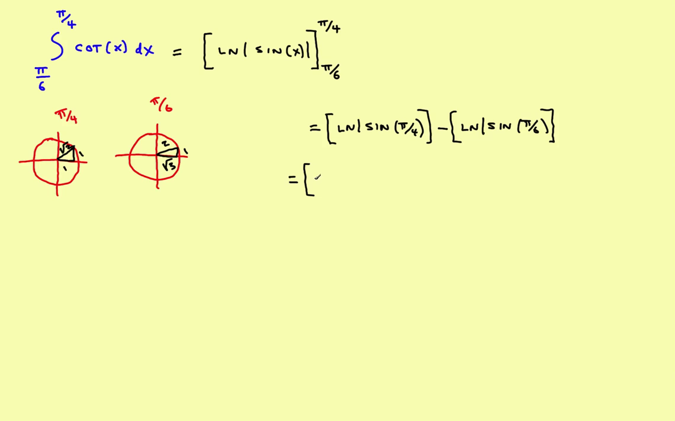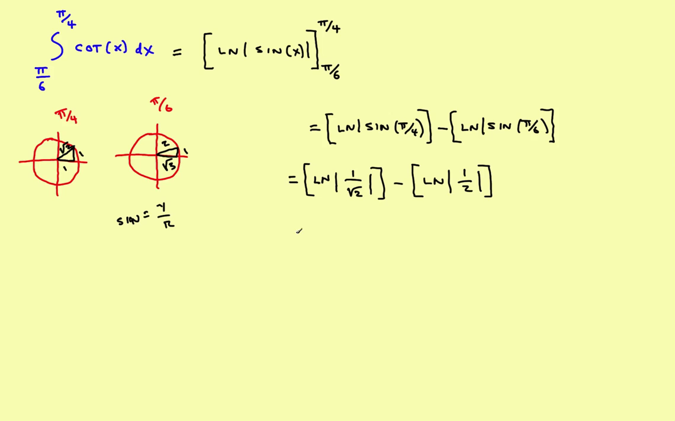So now what you've got is this. This would be the natural log of, now remember the sine is y over r. Looking at this picture, it would be 1 over the square root of 2. So this will turn into 1 over the square root of 2. Then you've got minus this one, which would be the natural log of the sine of pi divided by 6, again y over r. So in this one, it's going to be 1/2.